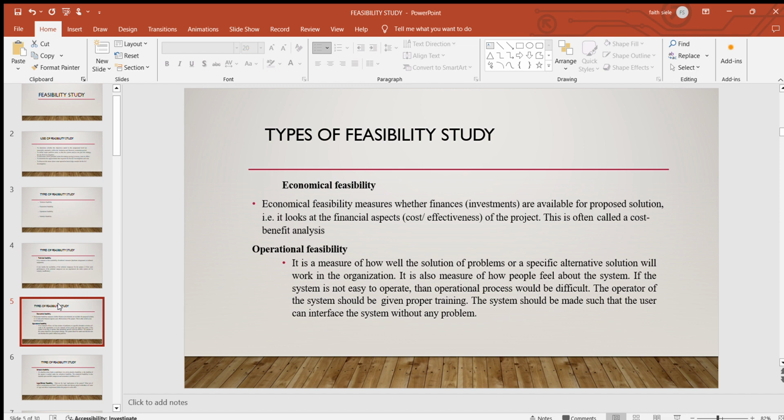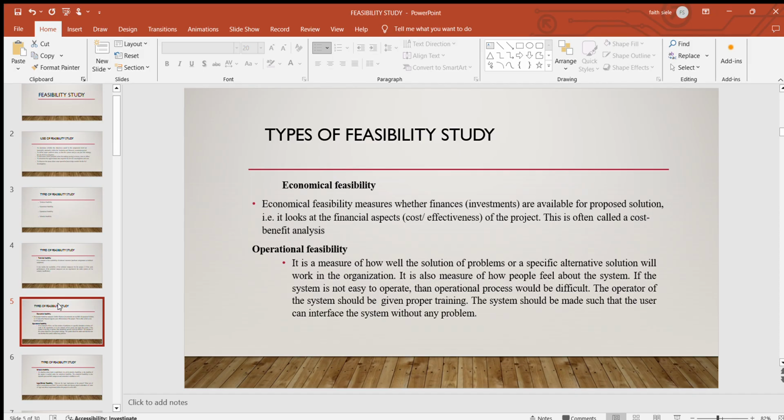Thirdly, we have operational feasibility. Under operational feasibility, you can say it is a measure of how well the solution of problems or a specific alternative solution will work in the organization. It also measures how people feel about that particular system, whether the system is not easy to operate, the operational process will be difficult. So the operator of that system will be given proper training.